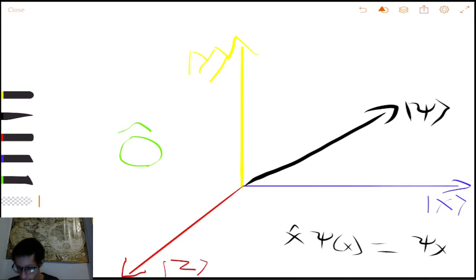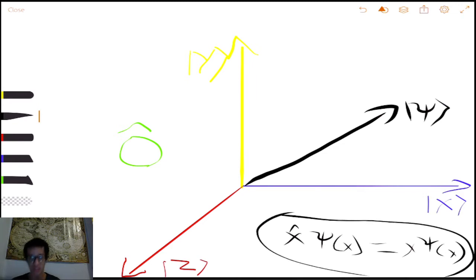Or is it just psi x? It's one of the two. Let me double check. I know what the momentum operator is off the top of my head, I don't know what the position one is. Yes, I had that right. Sometimes you have to double check, make sure you're getting things accurate. So x psi x would be the position operator.